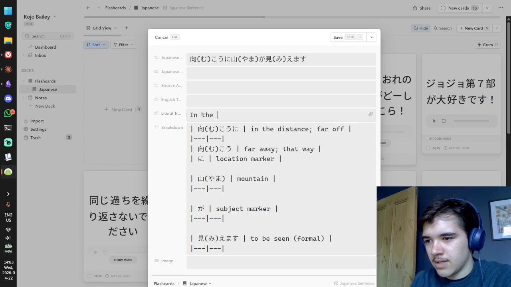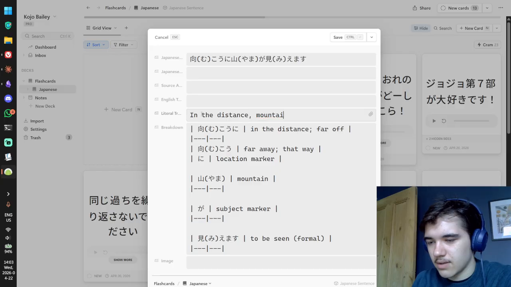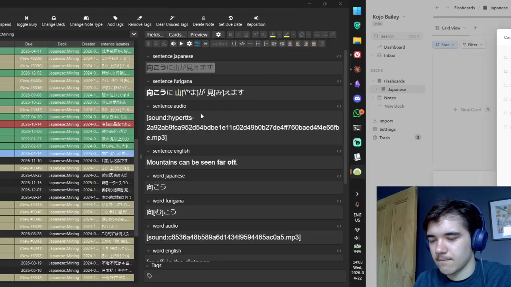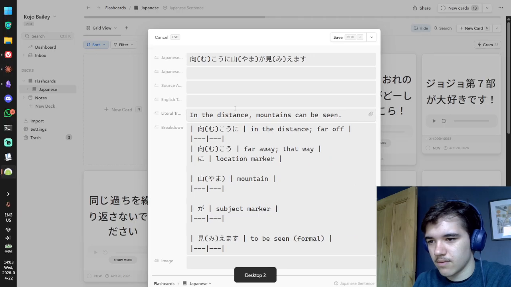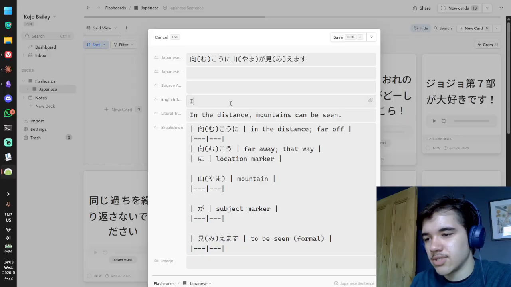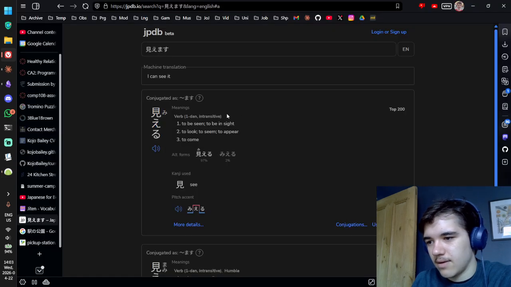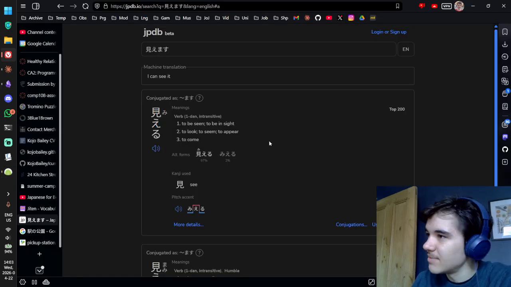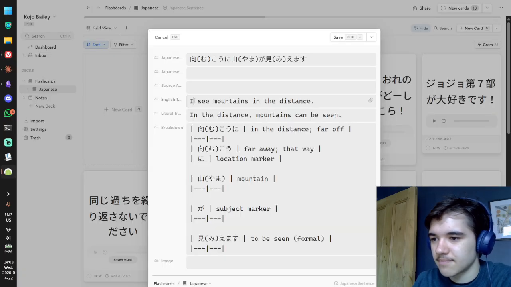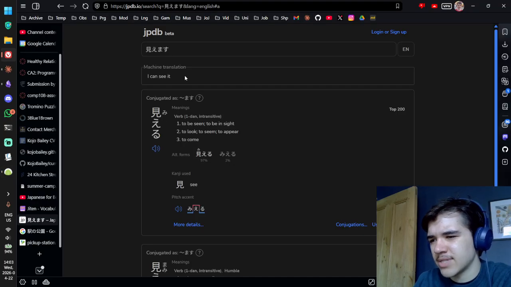Yep. So in the distance, mountains can be seen. Really, this would translate to I see mountains in the distance. That's what this would usually say. Like mountains can be seen, or I see mountains in the distance. Or even like, I can see.